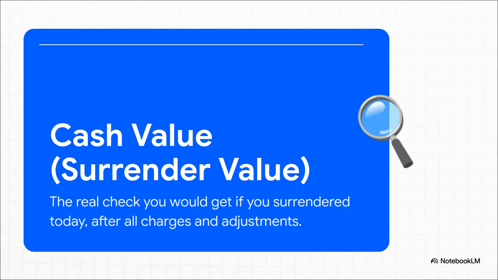But here is where everybody gets tripped up. The cash value, or surrender value, is a different beast. This is your walkaway number. It's the actual, real-world amount of money you would get in a check if you decided to tear up the contract and cash out today.